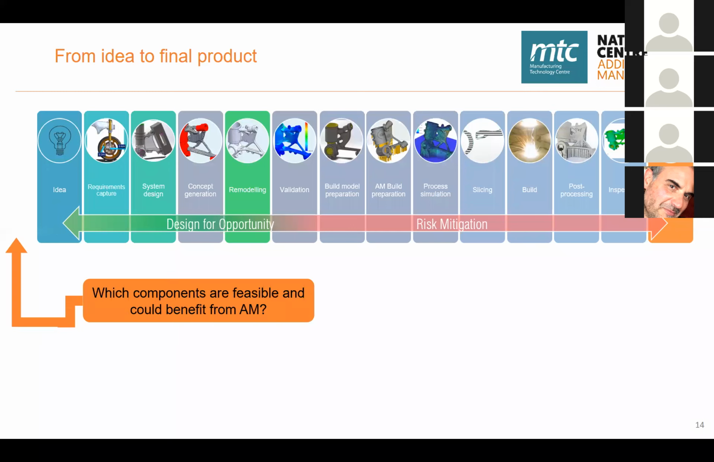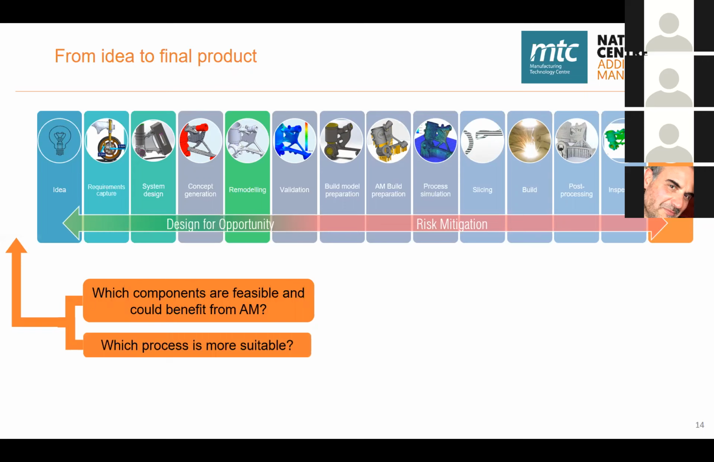So the 2 steps that I said before: first, before identifying which components are feasible, it is a key element to determine whether they would benefit from additive manufacturing. How we can get the benefit out of it is a key element, because it won't make sense to produce some parts that could be produced by other processes in a cheaper way, or to produce components that are very expensive or very challenging to produce by additive.